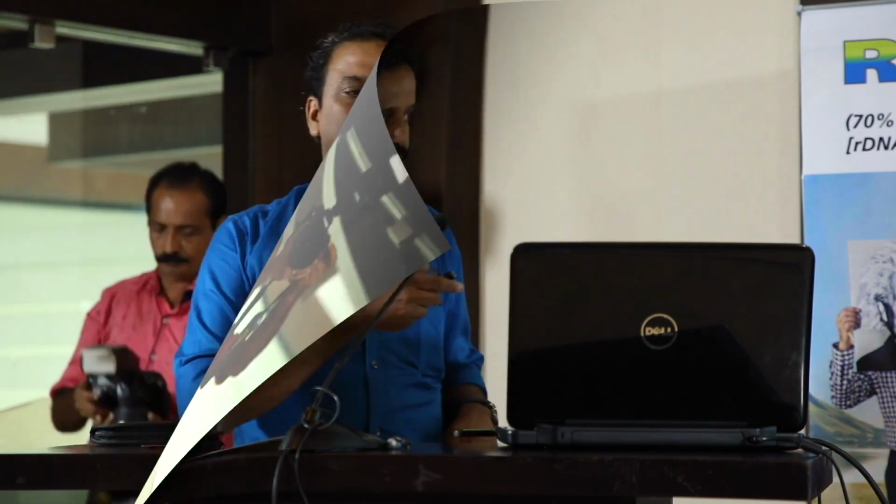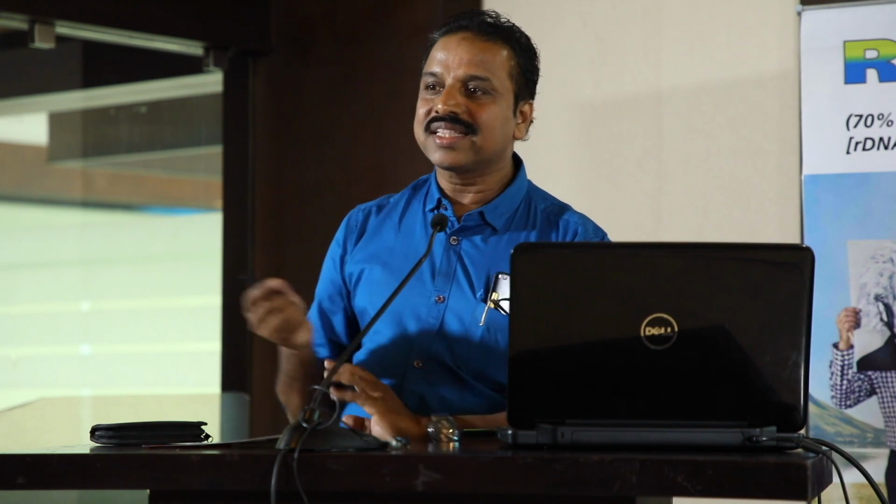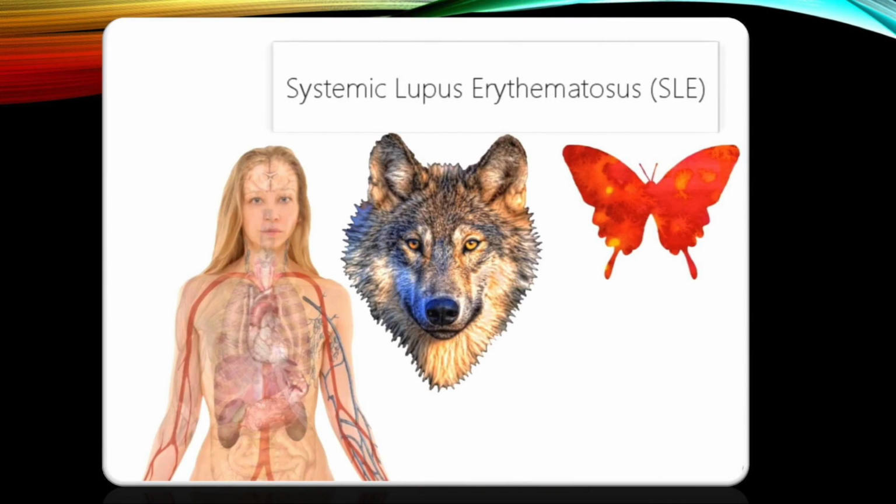Let us see. The commonest connective tissue disorder we come across in clinical practice is SLE. Always you think it's a very, very dangerous disease. If you look into the literature, 20 years survival is 75% of patients, unlike the other diseases, because this is diagnosed much earlier than many of the other diseases. In 90% of cases you will see it in females. It is a multi-system connective tissue disorder.